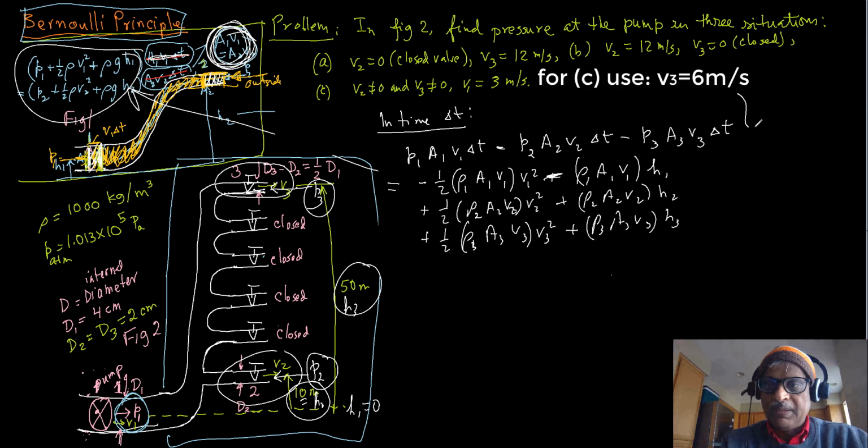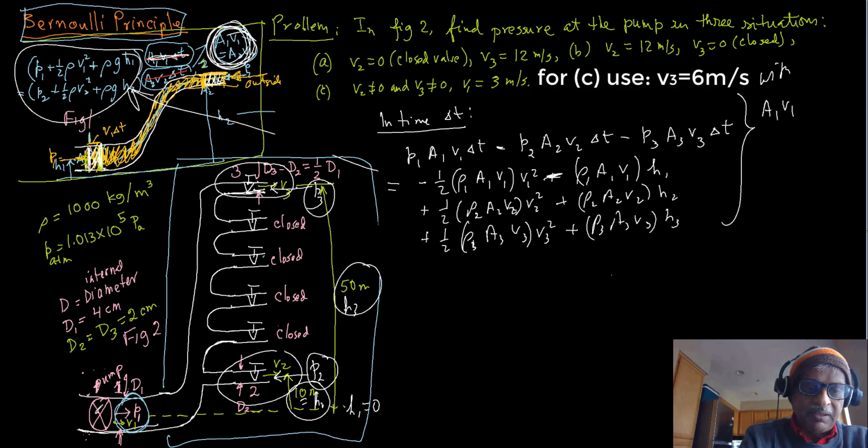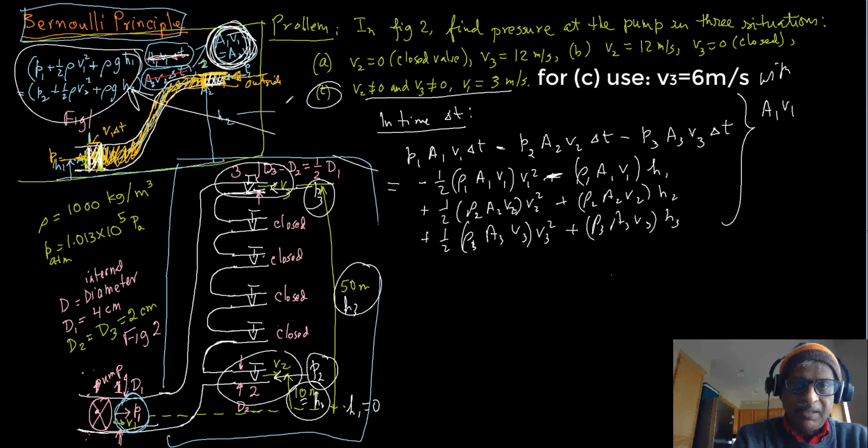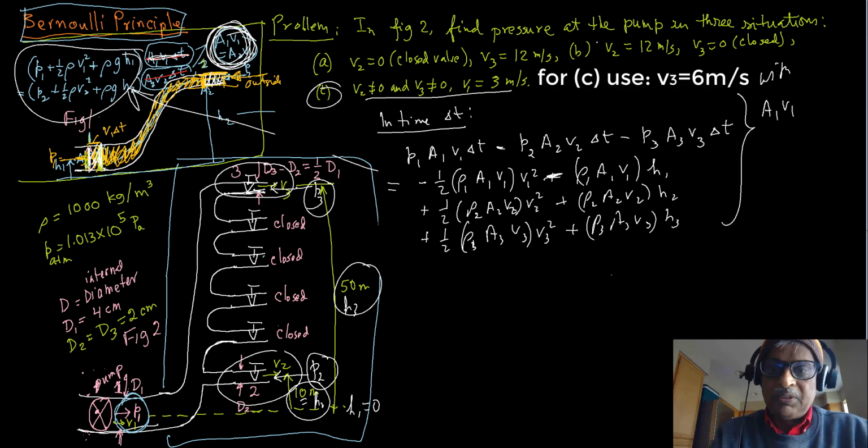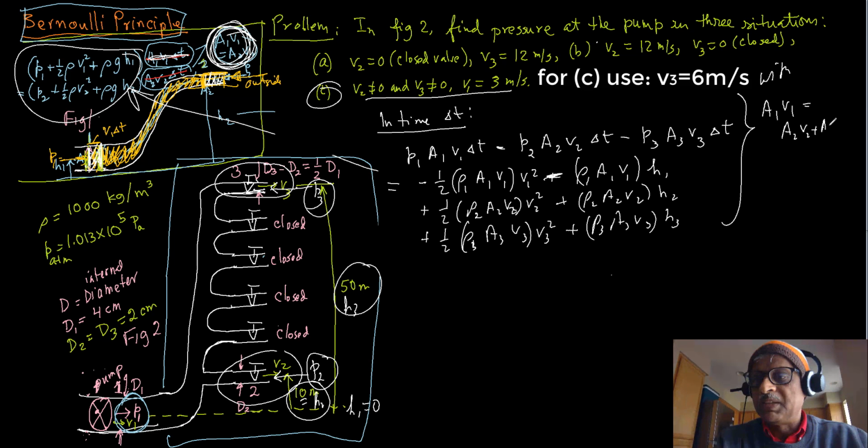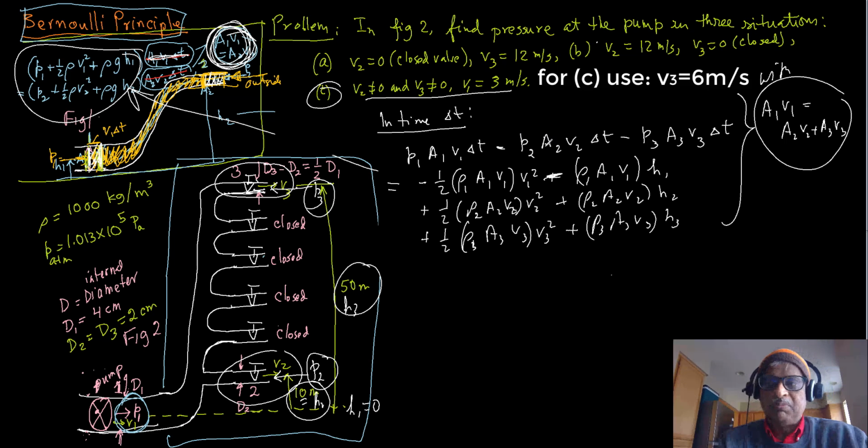So simplification here can come from knowing that A1 V1, the volume that's coming over here, has to go through here and here, because if both the valves are open, as is the case here in case C. If case A or B, only one is open. So this becomes like that. So with A1 V1, the volume has to go here or here. That equals A2 V2 plus A3 V3. So with this, there will be some simplification, but not much, right?